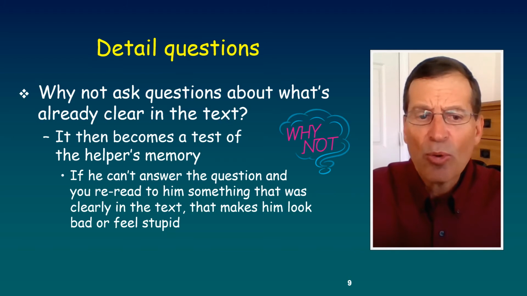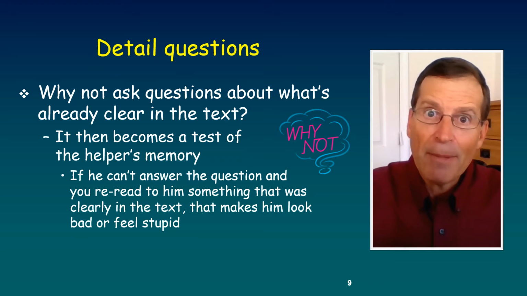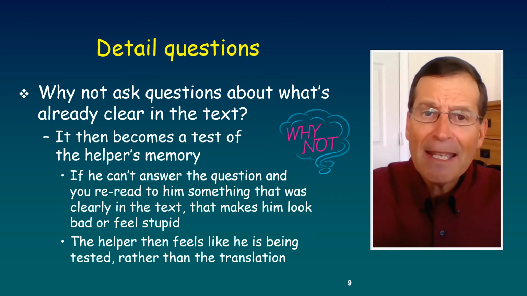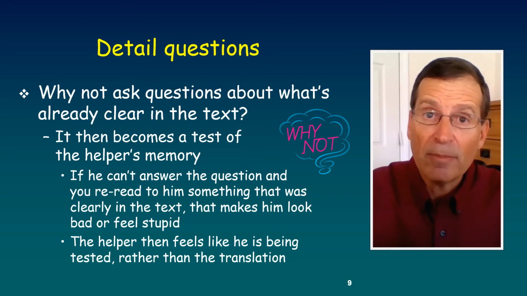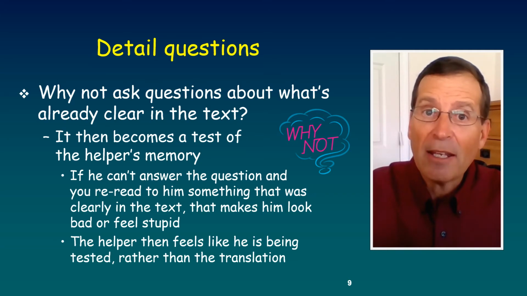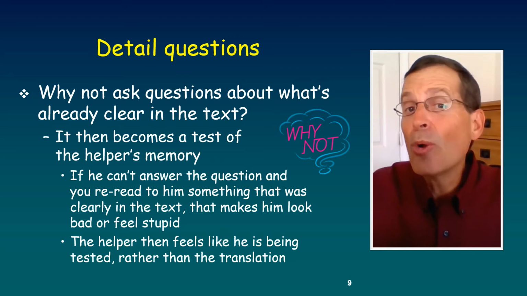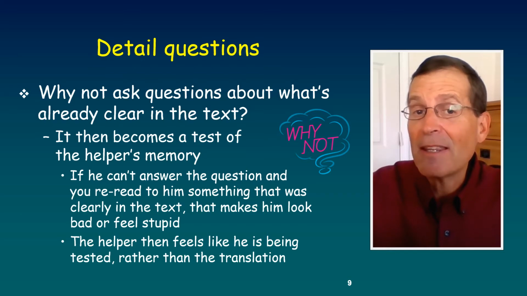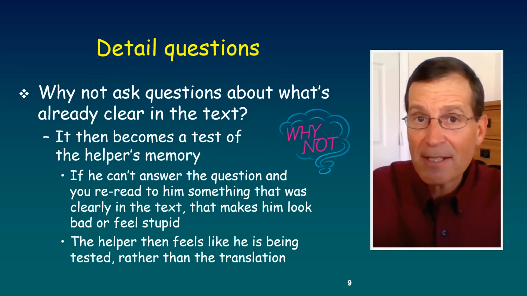If he can't answer the questions and you reread to him something that was clearly in the text, well, that makes him look bad or feel stupid. And then the helper feels like he is being tested rather than the translation. Oh, he didn't get the answer right because he forgot that detail. And then he feels bad and it can shame him. We tell him that we are testing the translation and not him or his ability. And yet, if it is on questions that are already clearly in the text and he misses that, then he feels like he's being tested.